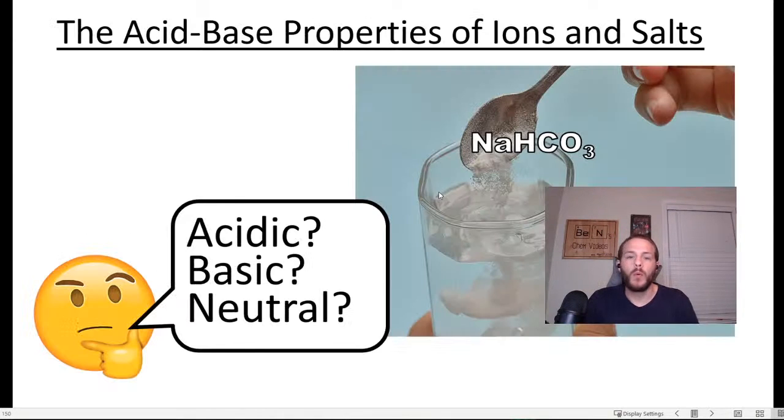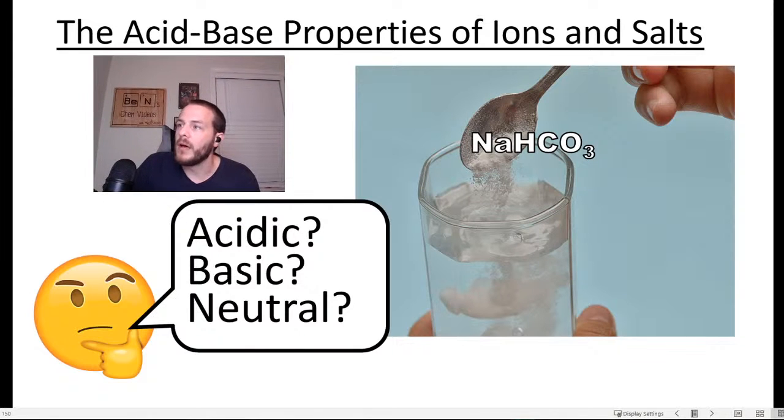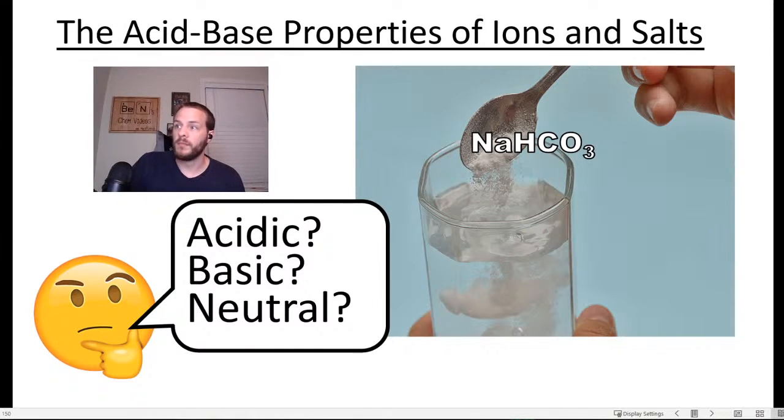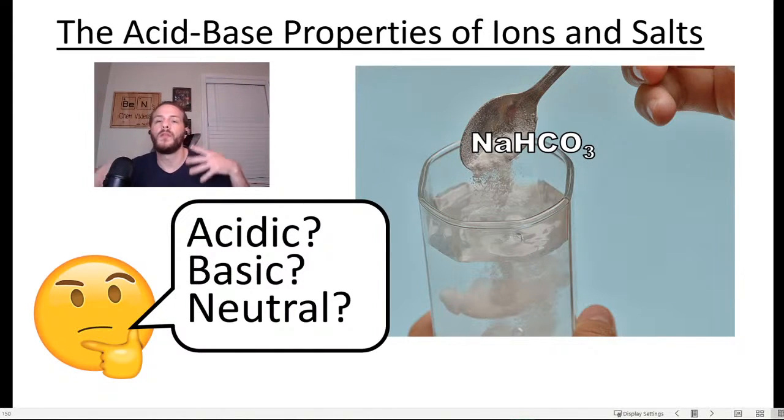So tonight, what we're going to be talking about is the acid-base properties of ions and salts, right? So an ion, of course, is an atom or a collection of atoms that has an overall charge, positive or negative. If it's positive, we call it a cation. If it's negative, we call it an anion. And a salt is simply an ionic compound, a collection of cations and anions joined together by ionic bonds.